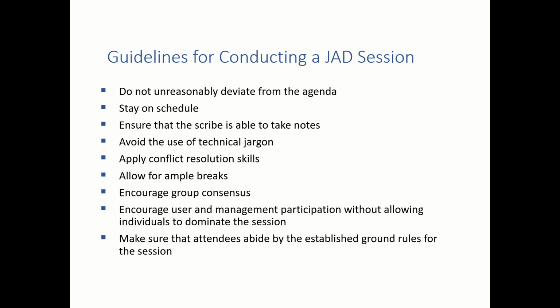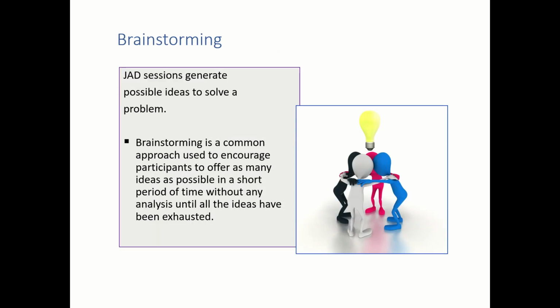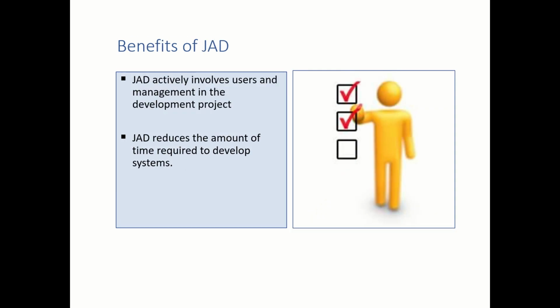So there are certain factors which you have to use for joint application development. And in JAD, one main process which you could see is brainstorming. Brainstorming is a common approach used to encourage the participants to offer their ideas, and nobody is prejudged about it. So you can brainstorm and get ideas from the people.